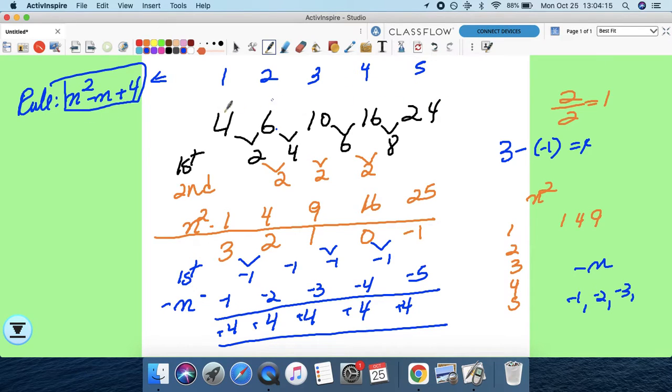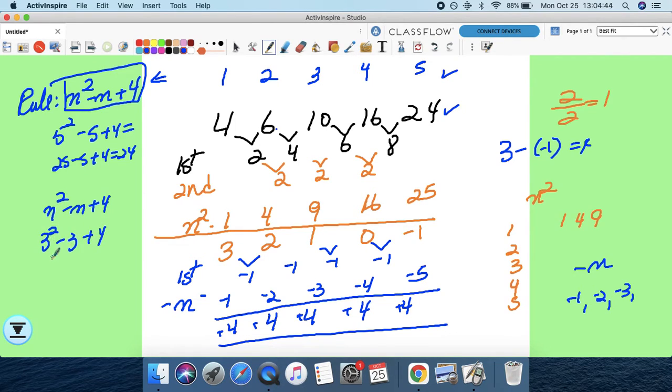So just double check. Let's plug in 5. The fifth term of this sequence should be 24. So that means that 5 squared minus 5 plus 4 should give me 24. 5 squared is 25, minus 5, plus 4 is 24. It is indeed 24. So this checks out. Let's check another one. The third term in my sequence should be 10. Well, let's replace n with 3. That's 3 squared minus 3 plus 4. That's 9 minus 3 plus 4. 9 minus 3 is 6, plus 4 is 10. Is 10 what we got? Yeah. So this actually is the nth term for this particular series.